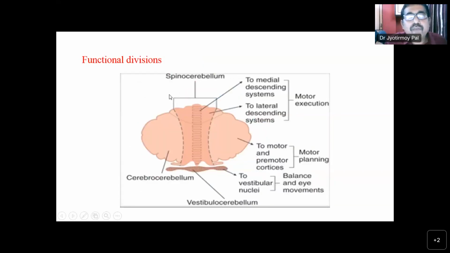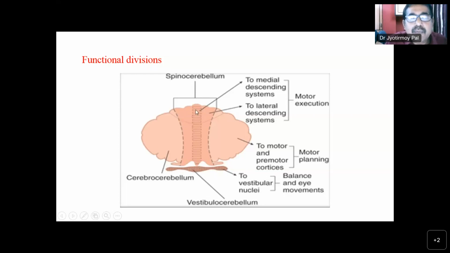So if you relate the anatomy with the function, one is the vestibulocerebellum. This is called the flocculonodular lobe. Another name is the vestibulocerebellum because this is connected with the vestibular nuclei. The vestibular nuclei are sometimes called, by evolution, maybe a continuation of the cerebellum. So this is the primitive lobe, and it is responsible for equilibrium, particularly eye equilibrium and balance.